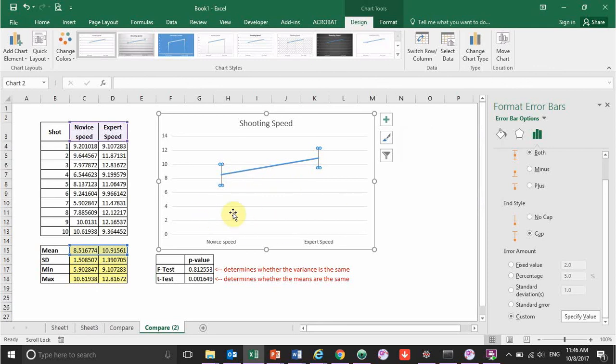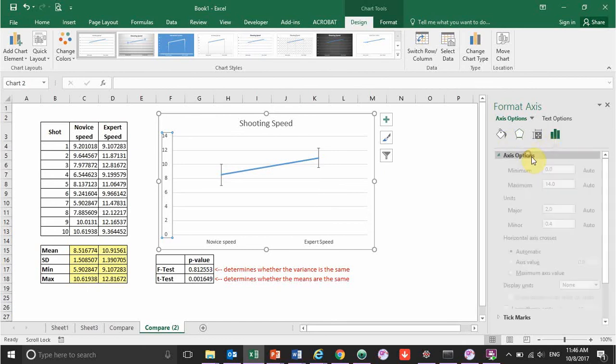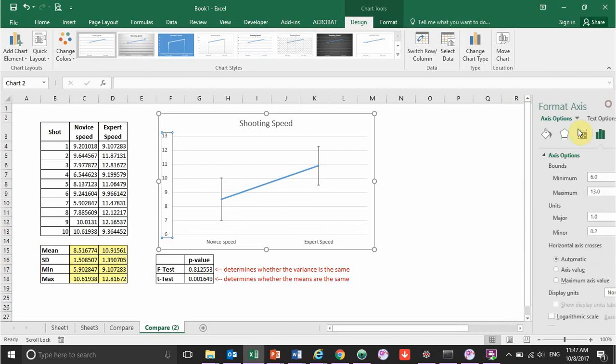I don't like lots of empty space, so what I'll do is, you can see here that the bottom error bar is just above 6. So I'm going to double click on the y-axis, go to options over here, axis options, and say take that all the way to 6. Press enter, and that takes away some of that empty space. I'm going to close that up.